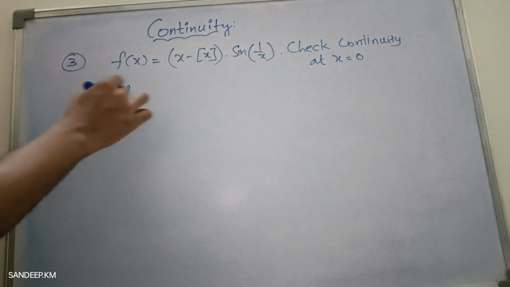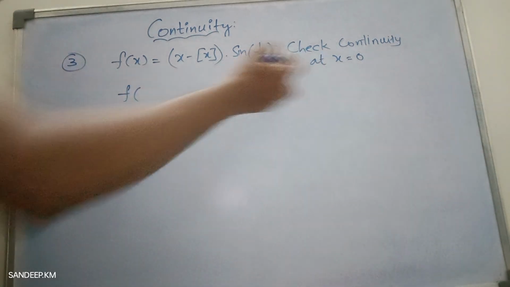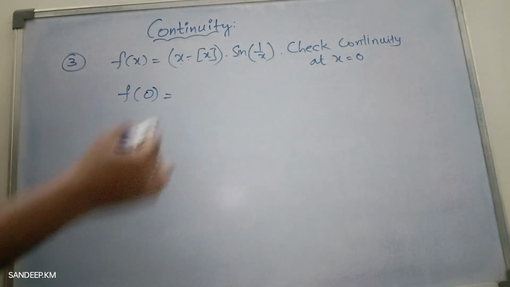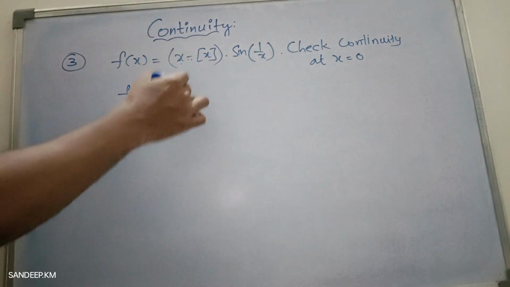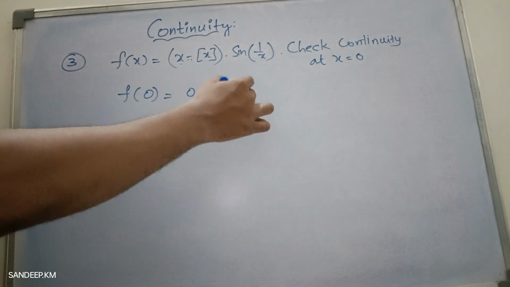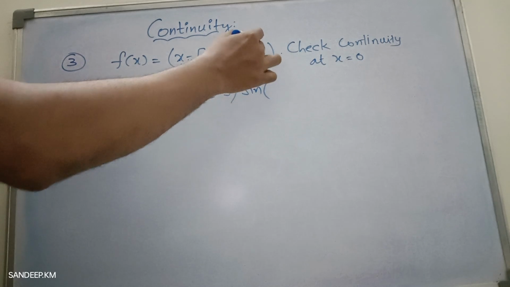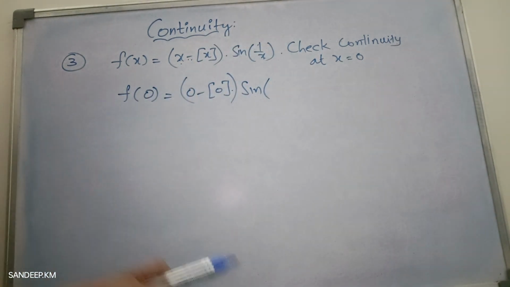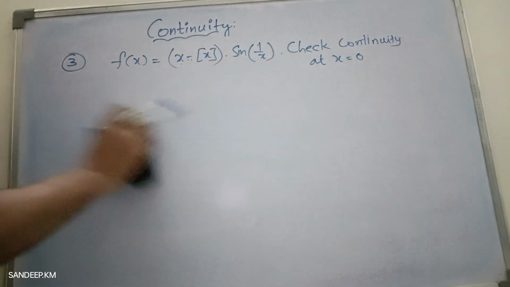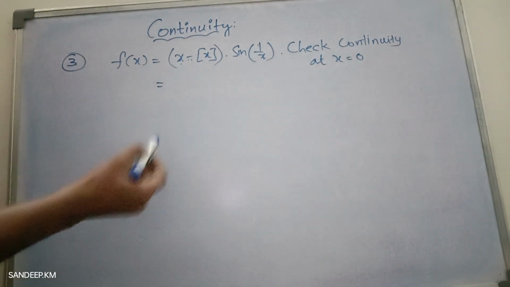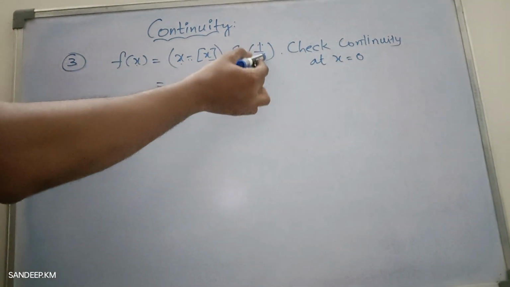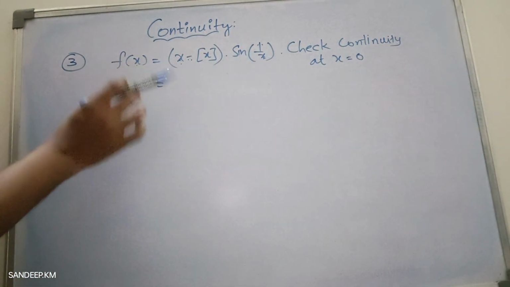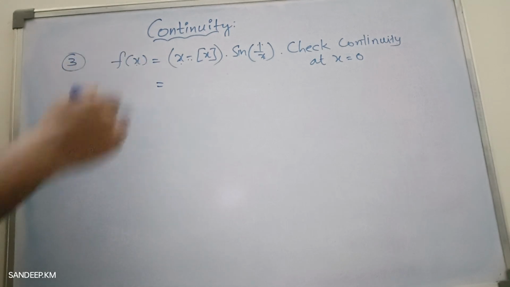First of all, the value of the function at x equal to 0 is f of 0. So 0 minus step of 0 into sine of 1 by 0. Actually they should have given one thing: I cannot find the value of the function directly with this given function, because when x is exactly 0, 1 by 0 is not determined. We cannot take it.